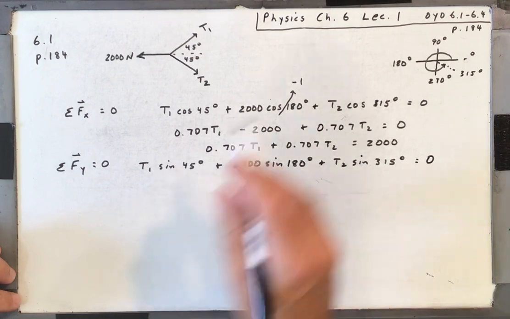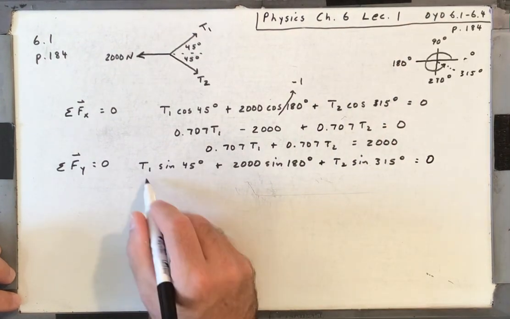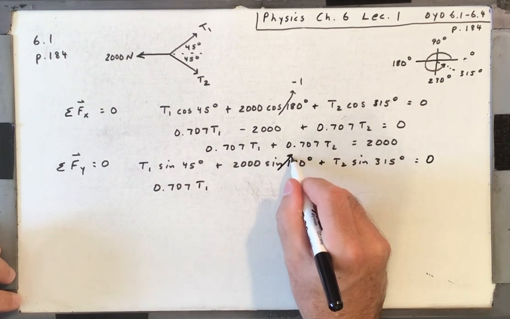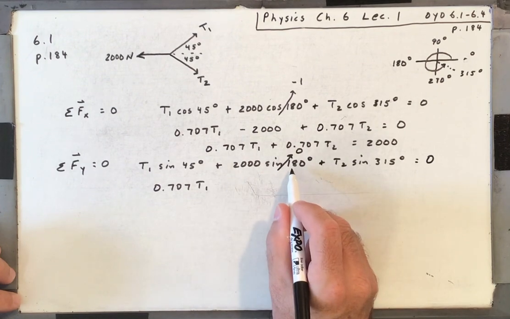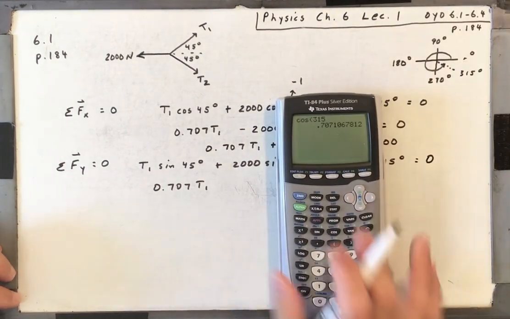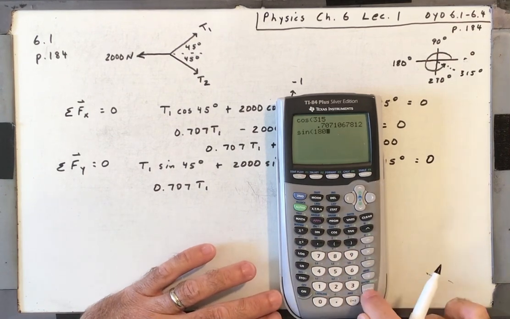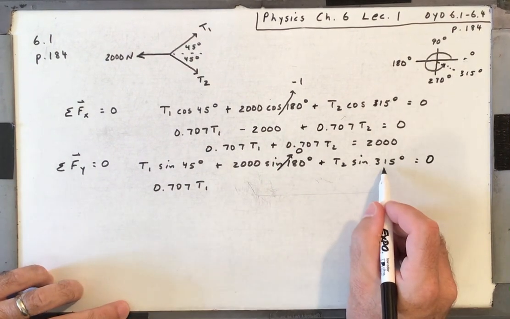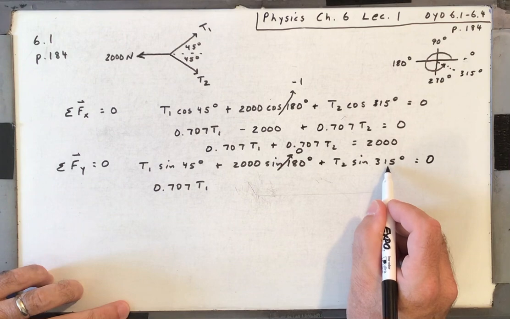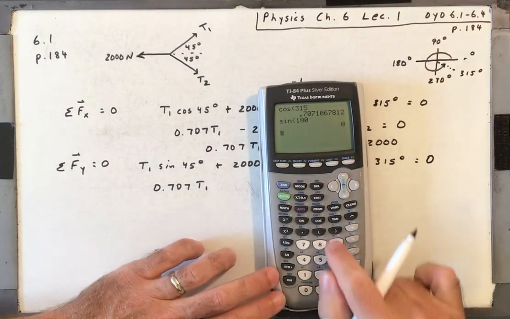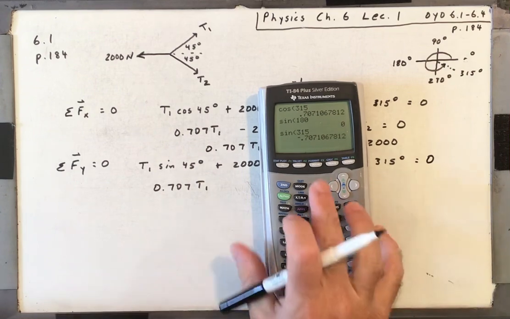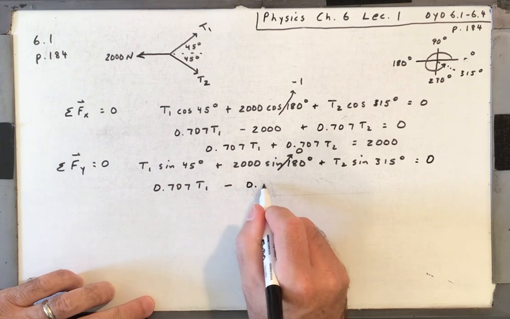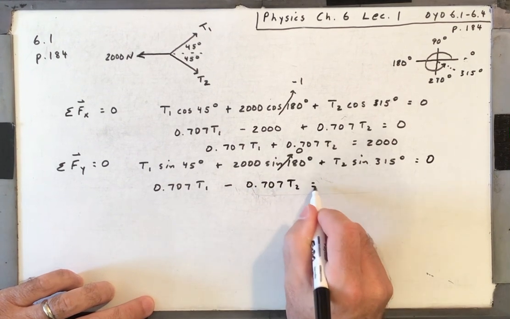Okay, sine of 45, you put that in your calculator, it's also 0.707. So you'd have 0.707 T1. Now the sine of 180 is 0. So the 2,000 times sine 180, if you're not sure, I'll show you. Sine 180 is 0. So that's nice. That goes away. And then the sine of 315 degrees is negative 0.707. So sine 315, you can see, negative 0.707. So I would have, this part goes to 0, and then minus 0.707 T2 is equal to 0.